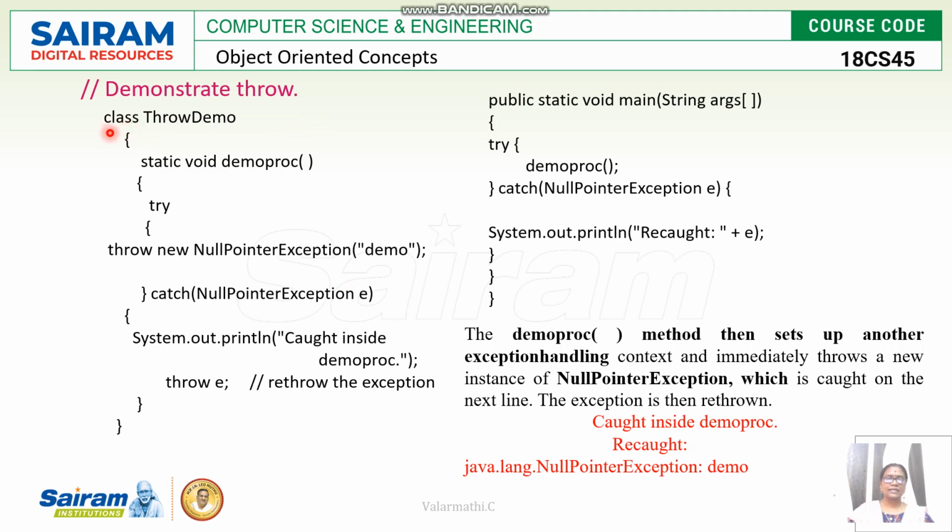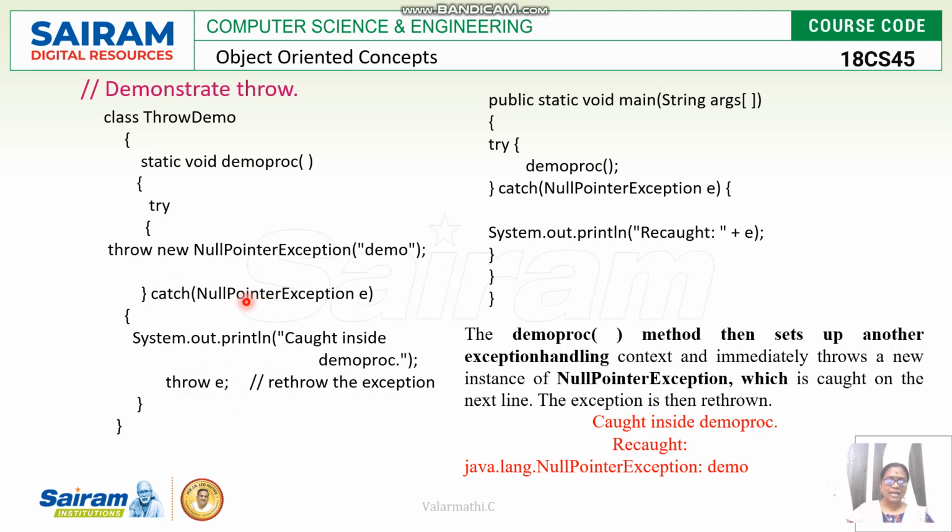It starts with the class ThrowDemo. Inside it is a static method, static void demoProcess, which is one of my methods. Inside it, I am writing one try. In that, I'll throw an exception called NullPointerException of demo with a particular message of demo. Then catch: inside the catch, I give a message, caught inside the demoProcess, for the user to understand, and throw e.